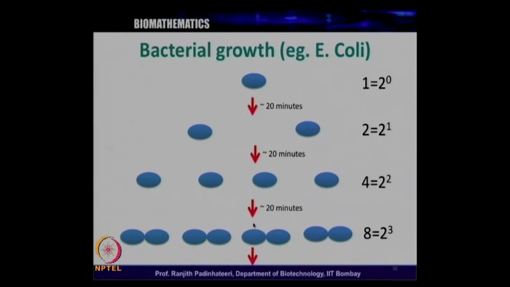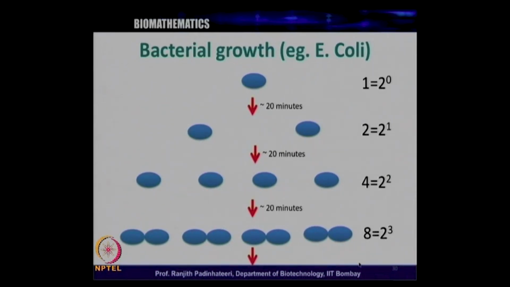Again in another 20 minutes, each of these cells divides and you get 8 cells. This gives 2, this gives 2, this gives 2, this gives 2. So, you have a total of 8 cells here: 2, 4, 6, 8. In the third generation you have 8 cells. Now, this 8 is 2 power 3. So, in each 20 minutes, each cell is dividing by a factor of 2. So, 2 power something gives you the number of cells after a time. So, in 60 minutes you have 8 cells.